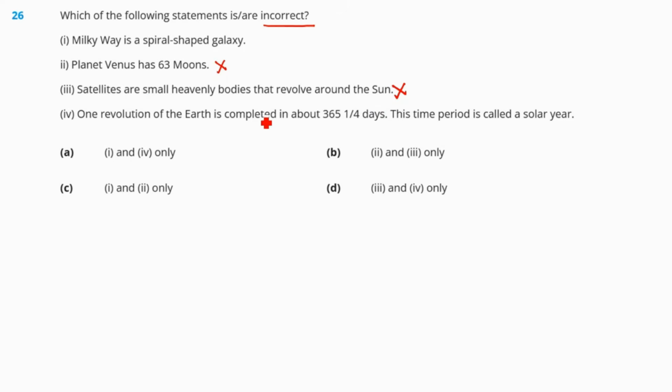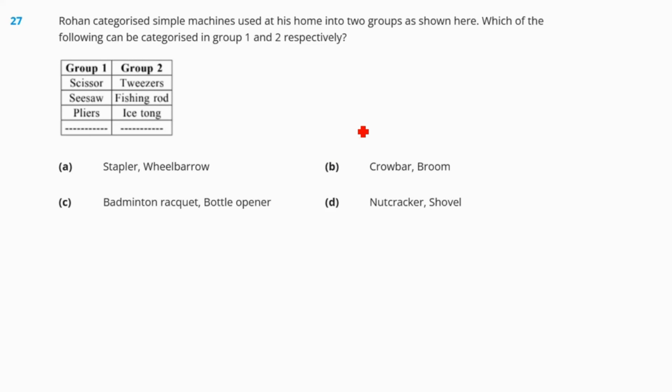One revolution of the Earth is completed in about 365 1/4 days. The time period is called a solar year. This is a correct statement. So our incorrect statements are option number 2 and 3. So our correct answer is option number B.